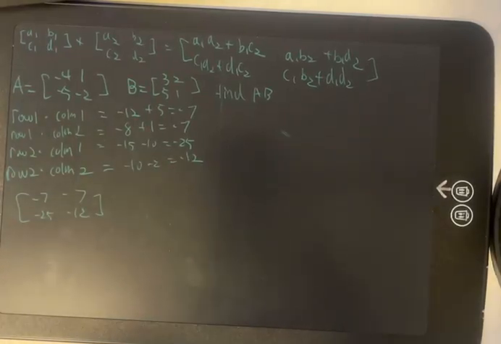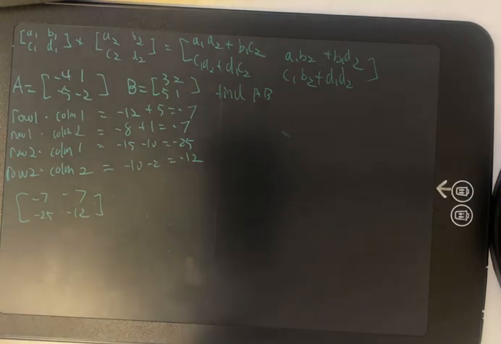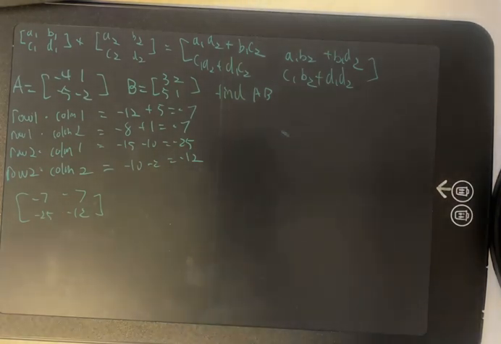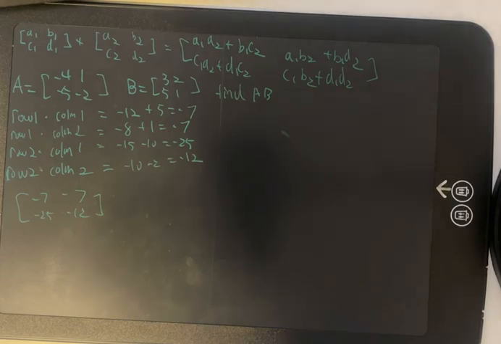Hi everyone, my name is Bill, and the problem I'm sharing out is the problem on the quiz, which is: given two matrices, multiply them. First, the question asks if this is possible to multiply. It is, because it's a 2 by 2.